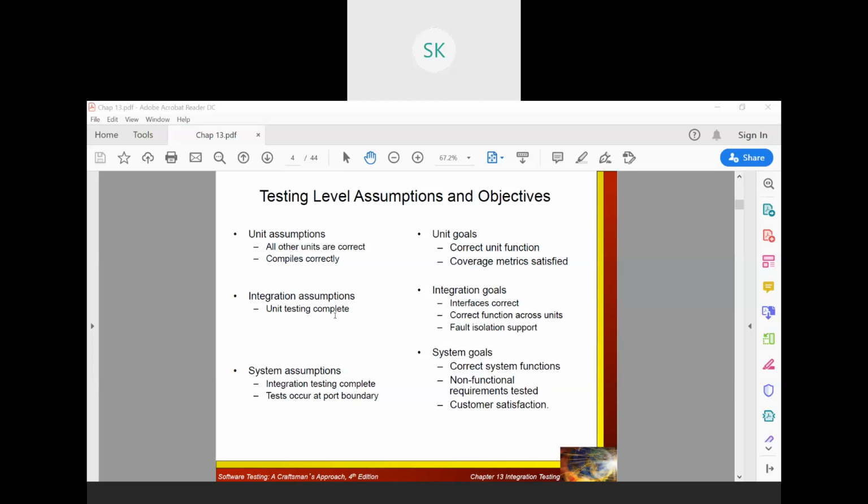Integration goals. What are the goals, or what is the aim that you are having? Interface is correct. That is, when you are combining two modules, whatever interface and whatever combination you are using, whether it is correct or not. Next one is correct function across the units. It is not for everything. I'll give you a simple example with respect to this. You want to design a project where you are working with a database also. Why is a database required? For organizing your entire data in a structural format, you require a database. That's a very simple answer that I can give you.